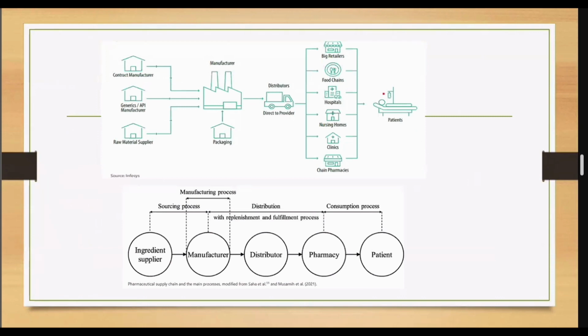Now, if you see a more detailed diagram from the literature, you have the raw material supplier, generics API manufacturer, and contract manufacturers. These are all the supply part, or you can say inbound logistics. And then the manufacturer, manufacturing the drug, then packaging and direct to provider.